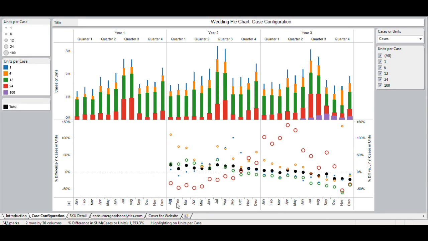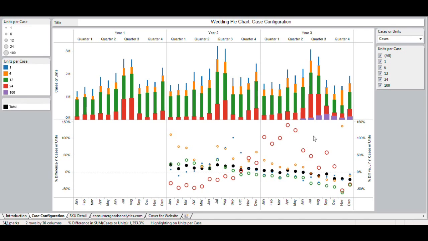In the x-axis we have the time dimension, and in the y-axis we have two different panels. In the top one we have the number of cases and units, and in the bottom one we have the percentage change versus the previous year. The width of the bar represents the package configuration, so the wider ones are 100 units per package configuration, while the other ones are the 24s or 6 packs, or even the single selling units. Same for the bubbles. The size of the bubble also changes for the different package configurations.